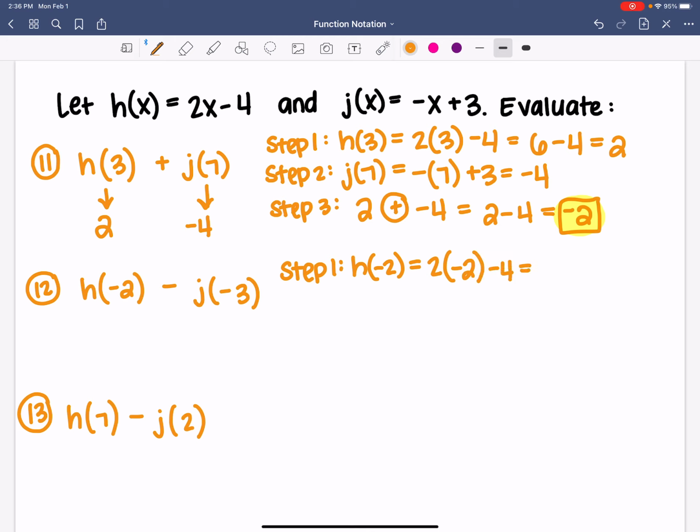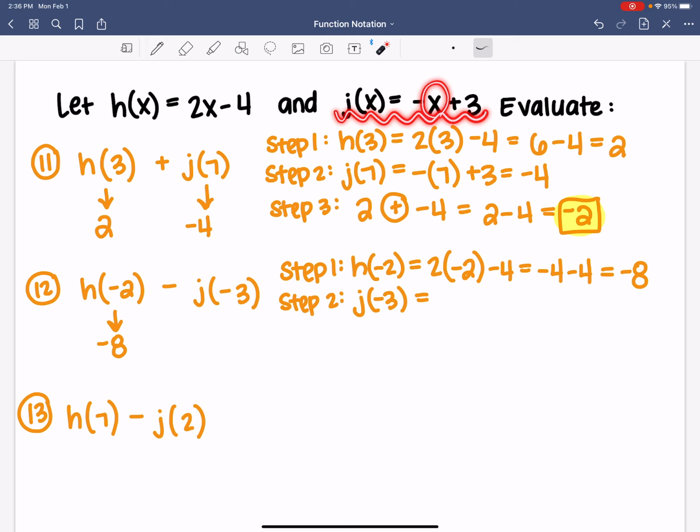All right, so we're going to simplify. 2 times negative 2 is negative 4, and then minus 4. So that gives us negative 8. So h of negative 2 is negative 8. Now for step 2, we're going to find j of negative 3. So j of negative 3 means we have to look at j of x, and we're going to plug in negative 3 for x.